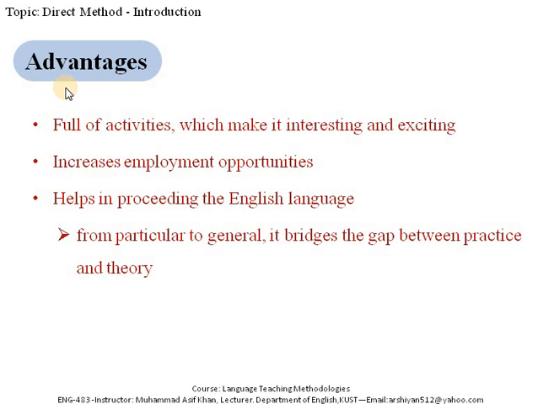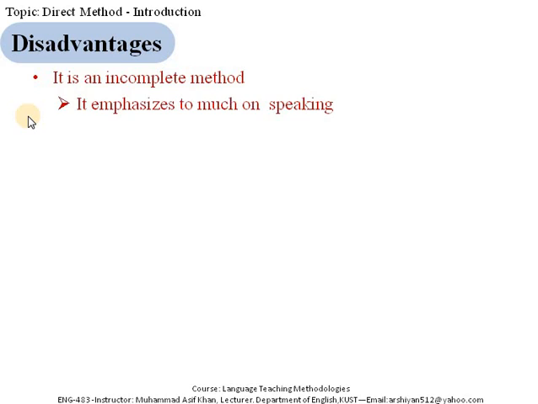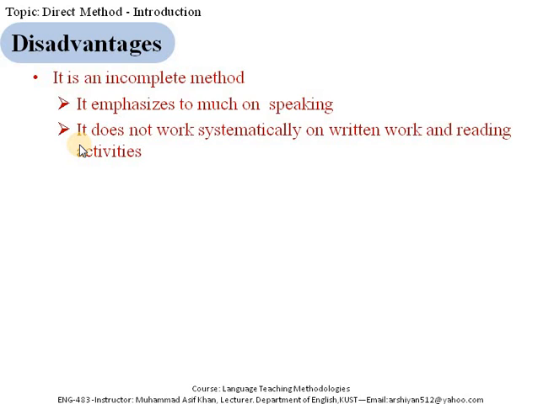Now let's see some of the disadvantages of the direct method. One claim about the direct method is that it is an incomplete method, because it emphasizes too much on speaking or oral practice. So it does not work systematically on written work and reading activities. So we see that they are ignoring this very aspect of the language, which is a complete feature of language learning.